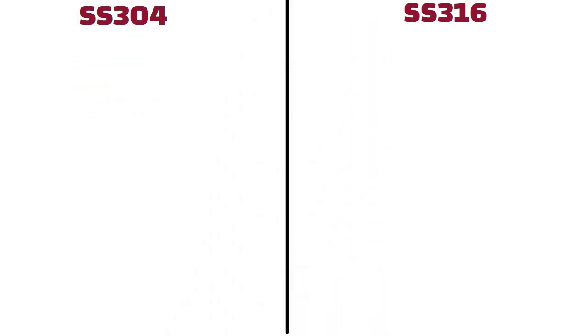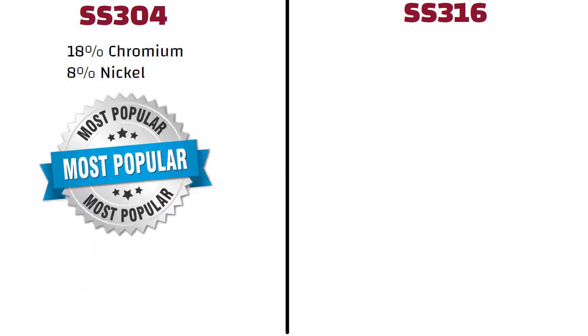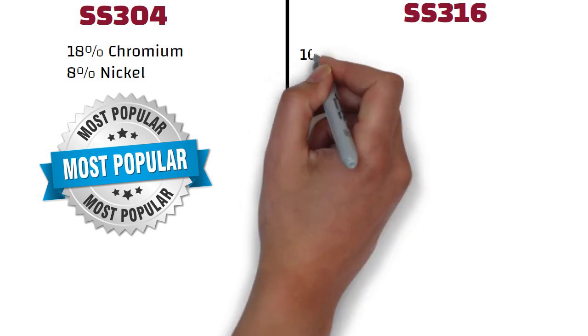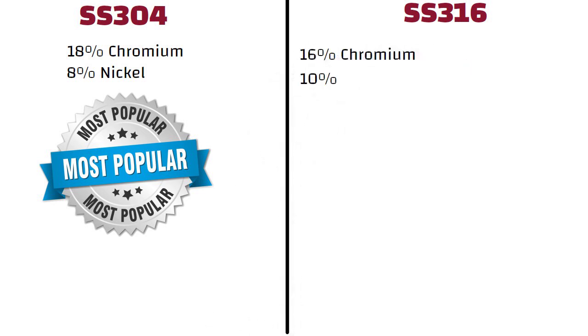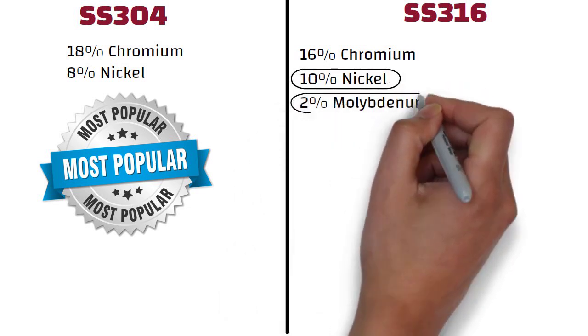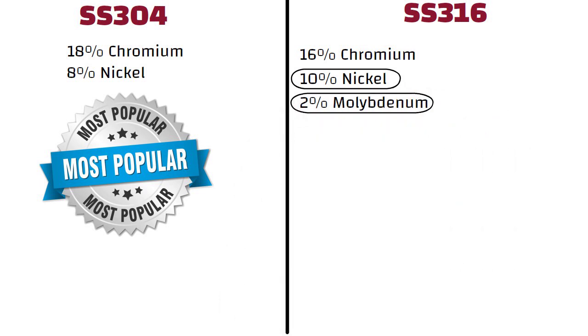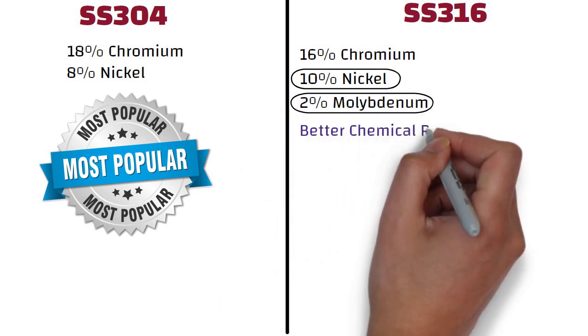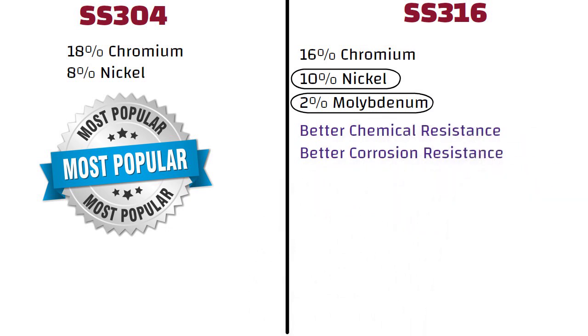SS304 stainless steel contains 18% chromium and 8% nickel. This is considered to be one of the most popular stainless steels available in the market. Whereas stainless steel of 316 grade contains 16% chromium, 10% nickel and 2% molybdenum. The increased nickel content and inclusion of molybdenum allows grade 316 stainless steel to have better chemical resistance, better corrosion resistance than 304 stainless steel.